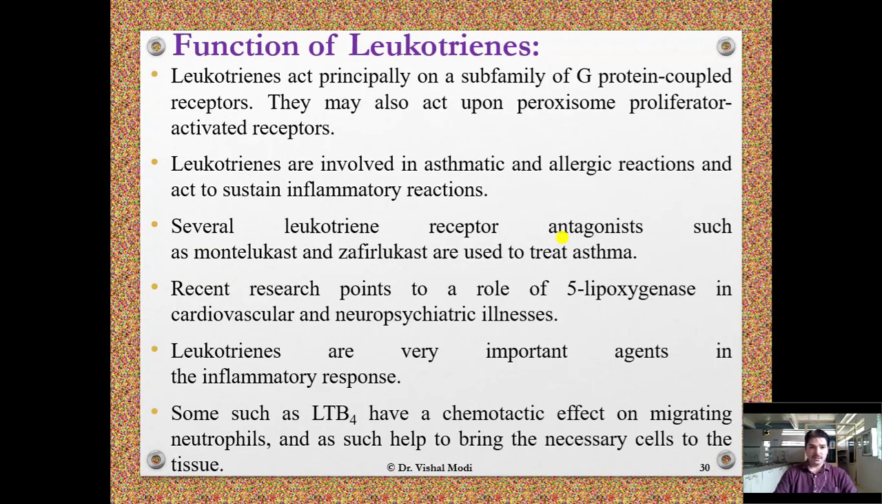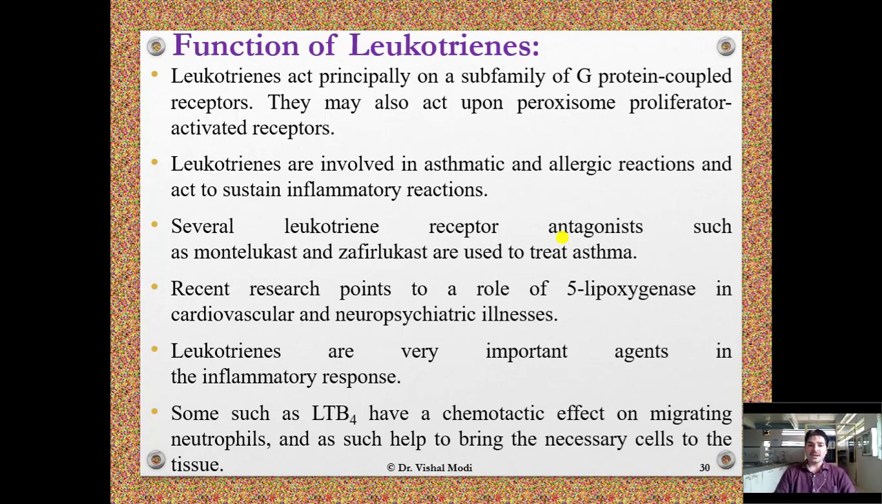Function of leukotrienes. Leukotrienes act principally on a subfamily of G protein coupled receptors. They may also act upon peroxisome proliferator activated receptors. Leukotrienes are involved in asthmatic and allergic reactions and act to sustain inflammatory reaction. Several leukotriene receptor antagonists such as montelukast and zafirlukast are used to treat asthma. Recent research points to a role of 5-lipoxygenase in cardiovascular and neuropsychiatric illness.